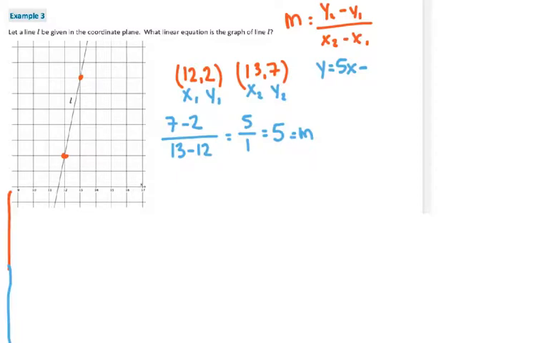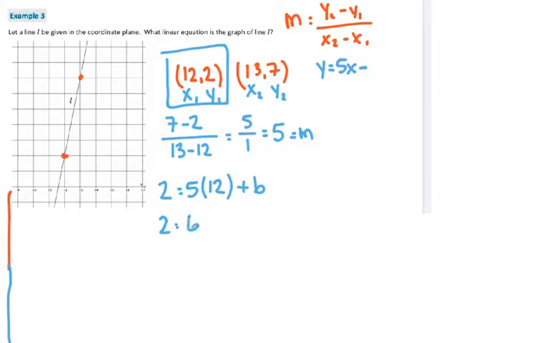So we're still going to use the form y equals mx plus b as we're solving for b. So I'm going to use this, and it doesn't matter which of these points you use, but I like to use the first one. So I have 2 equals 5, and I'm plugging that x value in for x. So 5 times 12 plus b. So when I multiply 5 times 12, I get 60. So 2 equals 60 plus b. And because that 60 is positive, I'm going to do the opposite of addition and subtract 60 from both sides of my equation. And 2 minus 60 is negative 58. So that means that my y-intercept is negative 58.